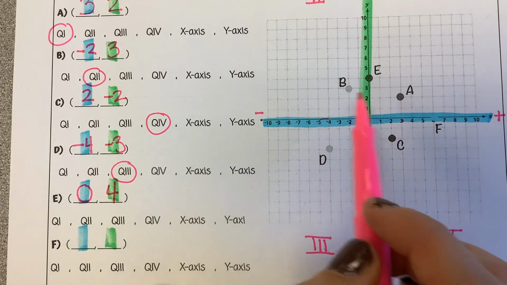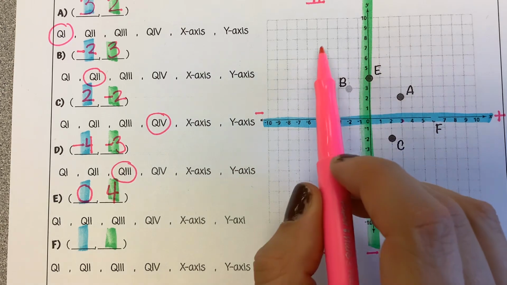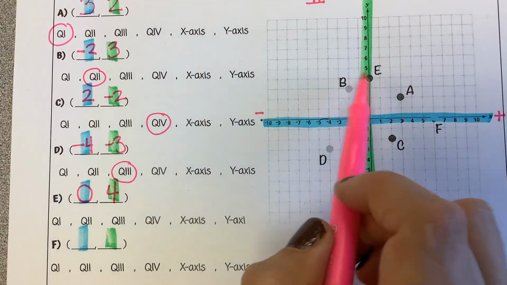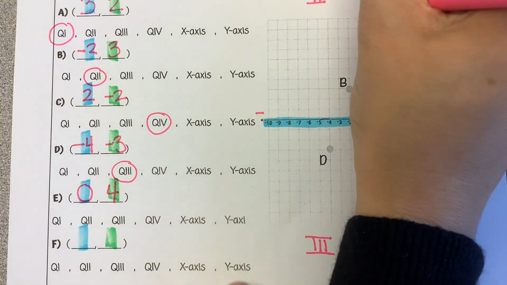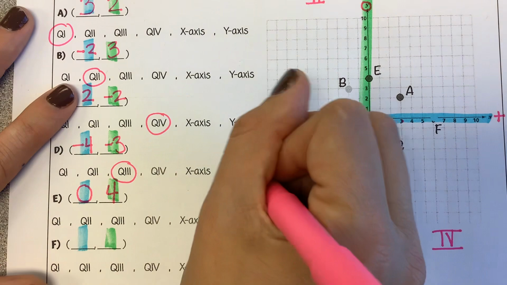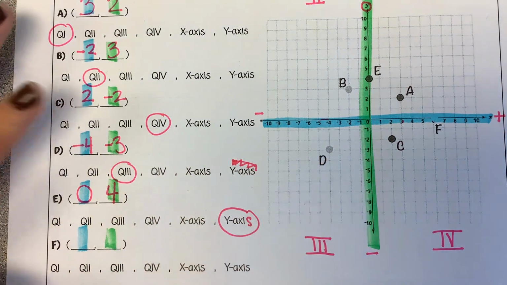Now here's the thing for the location, though. It looks like, oh, well, it's kind of in quadrant 1 and quadrant 2, but it's not in either because it's on this line, and this line is our y-axis. So it's on the y-axis.